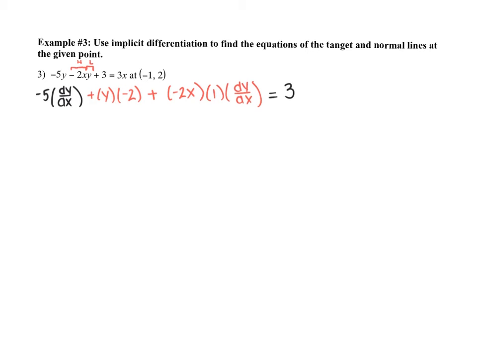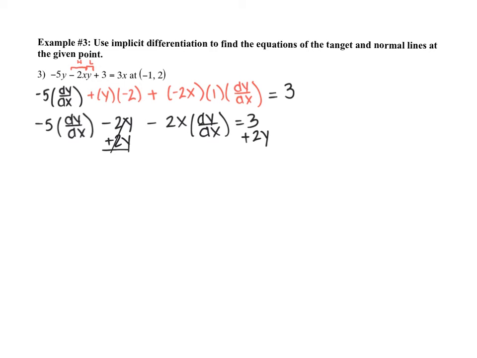So before I move stuff to the other side, I'm going to simplify what I can. This is negative 5 times dy/dx. This is negative 2y. This is negative 2x dy/dx. And then equals 3. So really all I need to do is take this one singular term and move it to this side. So I'm going to add 2y to both sides.